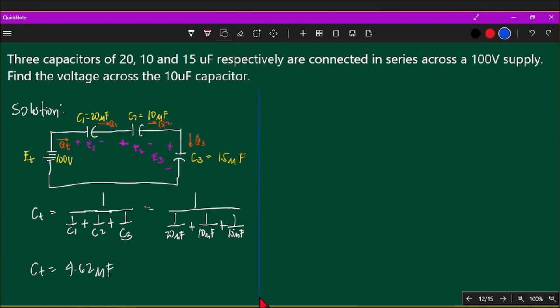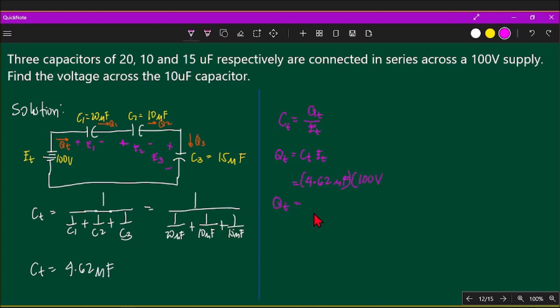So getting now our Q sub T. Going back to the relationship between capacitance, charge, and voltage, we know that capacitance is equal to charge over the voltage. So if we are going to get the total capacitance, this will be our total charge and this will be our voltage source or our total voltage. Solving now for our charge, Q sub T, the total charge, is equal to the total capacitance times our total voltage. So we will now have 4.62 microfarad times the total voltage, which is 100 volts.